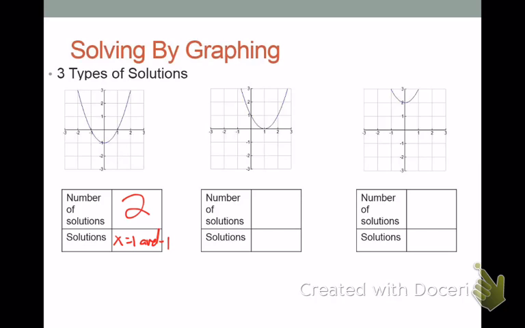Here, in the second situation, where the vertex is on the x-axis, it can open up or it can open down. It doesn't change the fact that there's only going to be one solution. There's only one point on the x-axis. And here, that solution is at 1. The third and final situation is if the vertex is above the x-axis and opens up, like this, or if it's below the x-axis and opens down, like this. In either case, the graph is not touching the x-axis at all, and so therefore this is not going to have any solutions at all, and so we would just talk about this particular quadratic function having no solution.